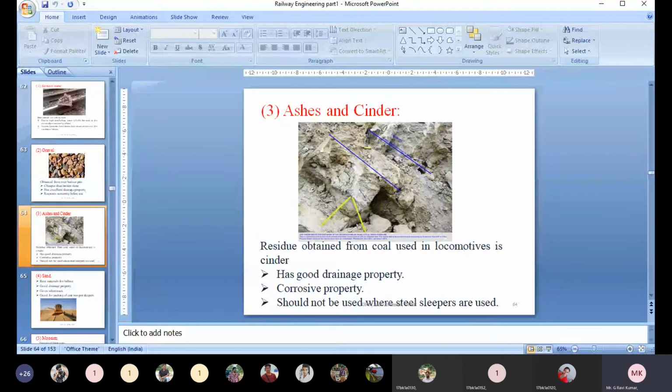It means from thermal power plants or from railway locomotives, coal will be burned. The wastage coming out from power plants is called ash, and the wastage coming out from locomotives, engines used in trains, is called cinder. So ashes and cinder have binding property. We know cement has binding property.